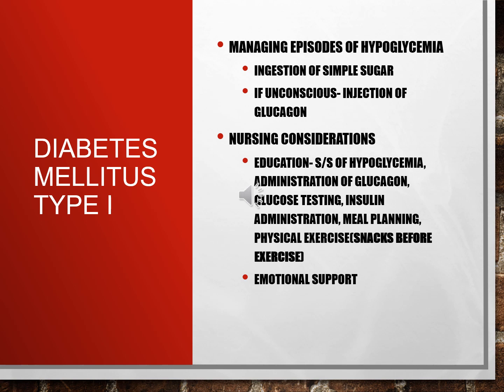So education is very, very important. You're going to be educating on signs and symptoms of hypoglycemia, administering that glucose, glucose testing, insulin administration, meal planning, and physical exercise. Again, remember, they need to have snacks before exercise. Also, emotional support is very important. So when we're educating them about the glucagon, the injection is a hormone that stimulates a release of glucose from the liver. Some adverse effects with that are nausea and vomiting. So you always want to place the kid on their side after that injection.